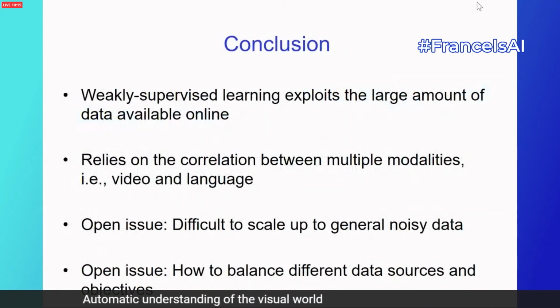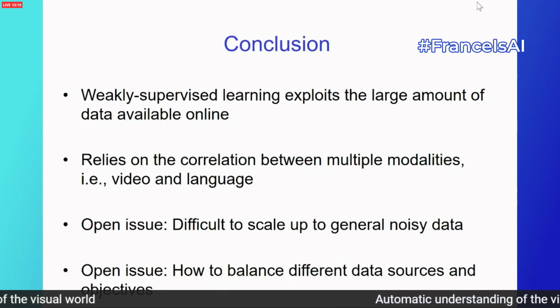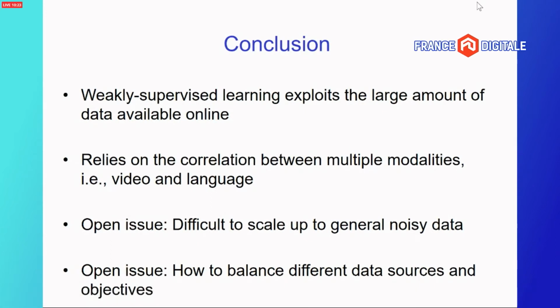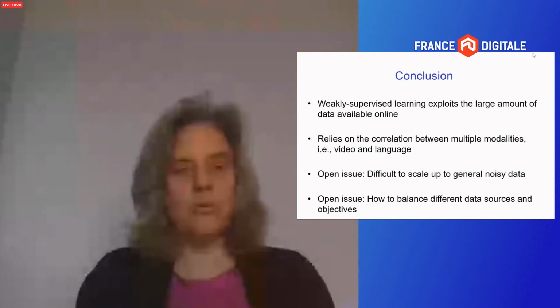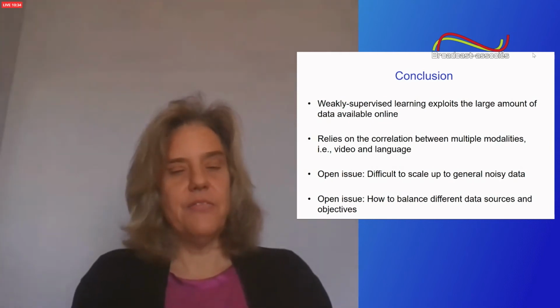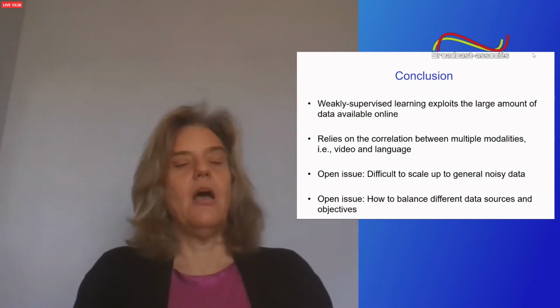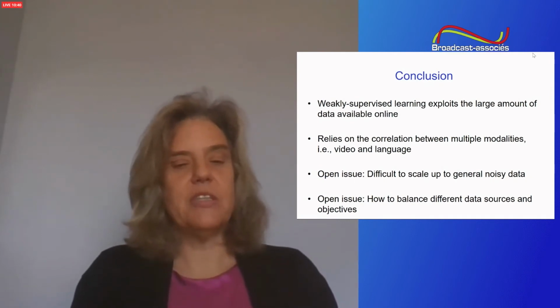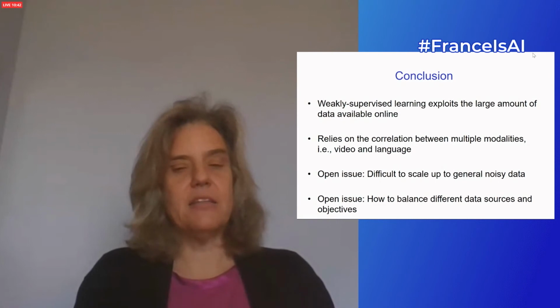Next slide. In conclusion, we have seen that weakly-supervised learning exploits the large amount of data available online. You can just start from videos which are available online and use the speech and the visual information to co-train these models. It relies on the correlation between multiple modalities, here, for example, video and language. Open issues are how to scale up to general noisy data and how to balance the different data sources and objectives correctly.